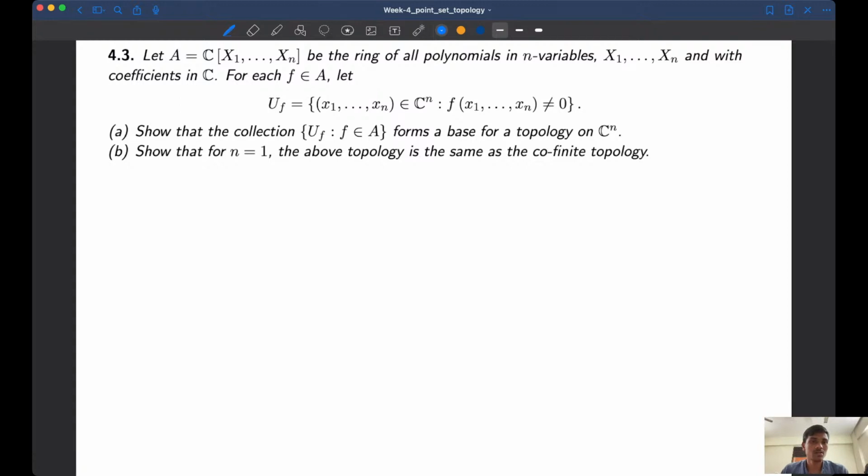Okay, then you define that to be a collection for varying f over this set A, and you need to show that that forms a basis for some topology on Cn. And in the second thing, in particular, if I consider this as a base for C, then the topology actually coincides with the cofinite topology. Okay, so how to prove the first part? Any idea?